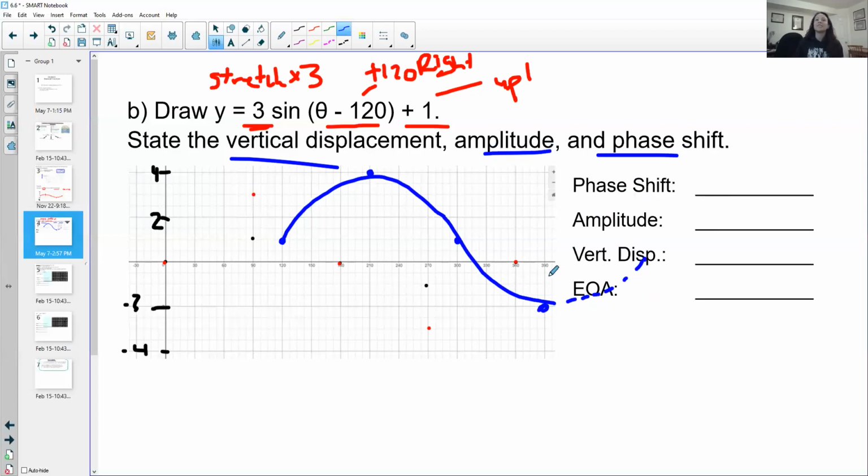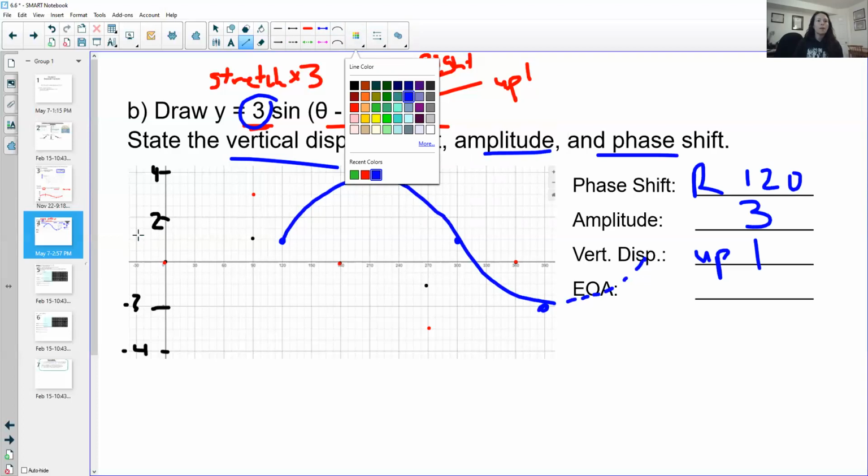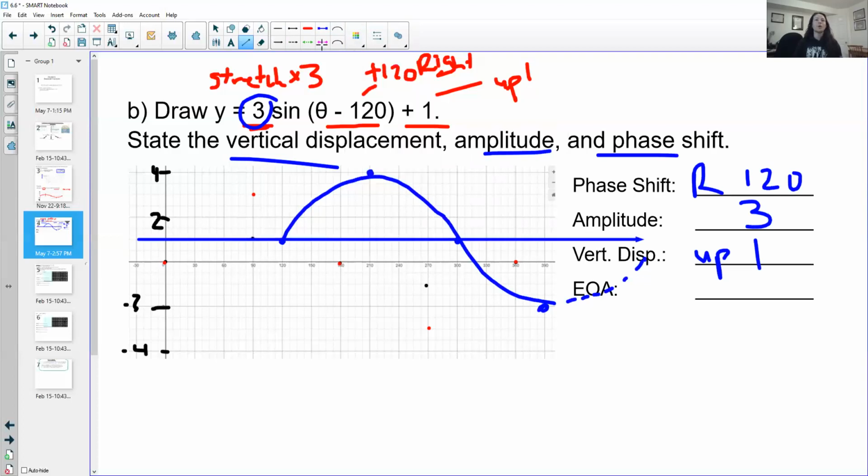So the phase shift is the left and right. This one has gone right, 120 units. The amplitude was 3 because we're looking at this number. So the amplitude is 3. The vertical displacement is how much our equation of the axis has been shifted up. It's gone up 1 unit. So this is up 1. And then the equation of the axis, if I were to draw it in, I don't actually really need it here. There it is right there. Okay. Let's put this in. So the equation of the axis is y equals 1. Okay, it's the same number as your vertical displacement.